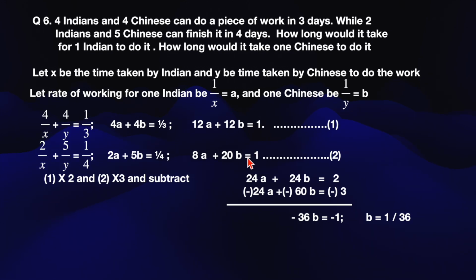Again simplify, you get the next equation. Then here we can take the LCM. We are doing the elimination method. Take the LCM of 12 and 8, it is 24. How do you get 24? Multiply this whole equation by 2, and this whole equation by 3. If you multiply, you can rewrite the equation like this. Change the sign and add it. You get minus 36, b is equal to minus 1, b is equal to 1 upon 36. But b is what? 1 upon y. So y is equal to 36.